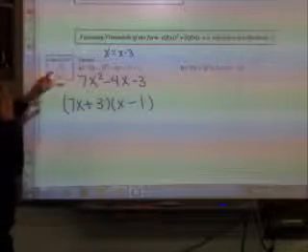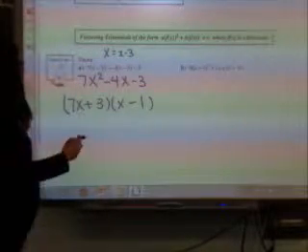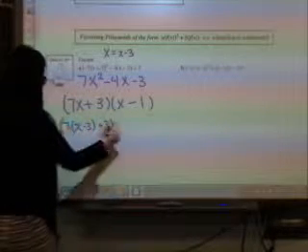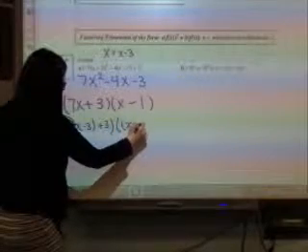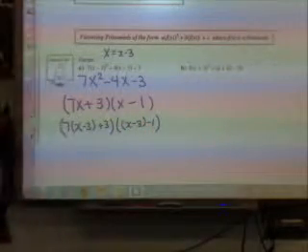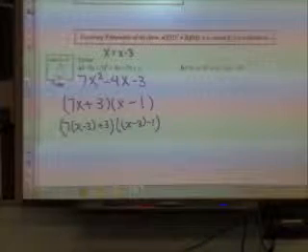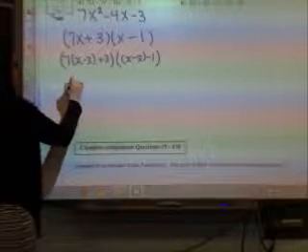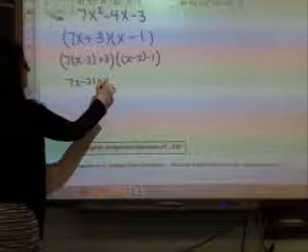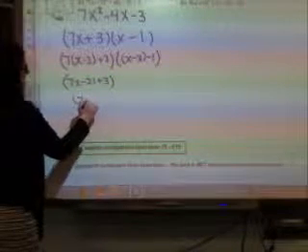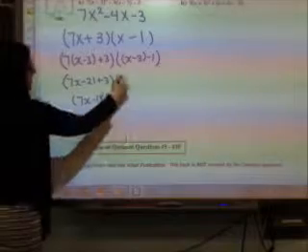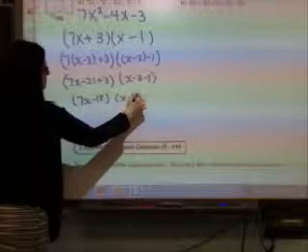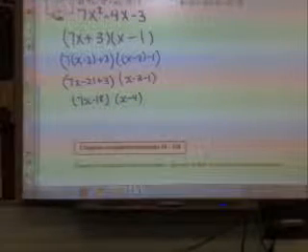My next step would be to replace and put this x minus 3 back in. And then from this step, I could clean this up by removing the brackets in here and multiplying by the 7, which would then give me 7x minus 18. And on this one, I get an x minus 3 minus 1, which would be an x minus 4.